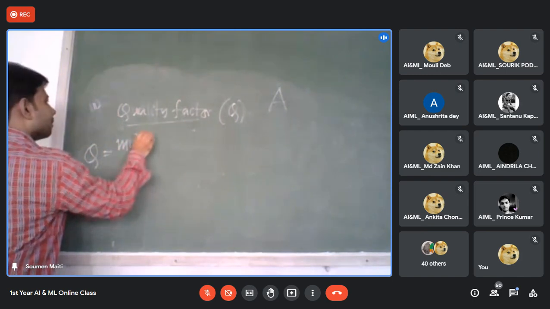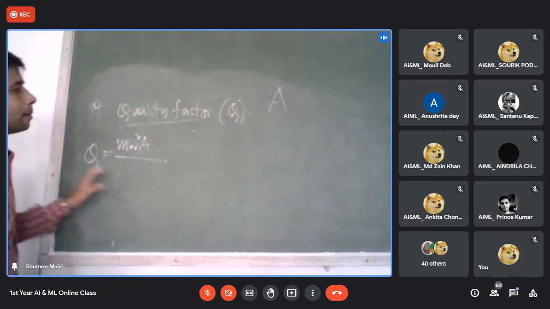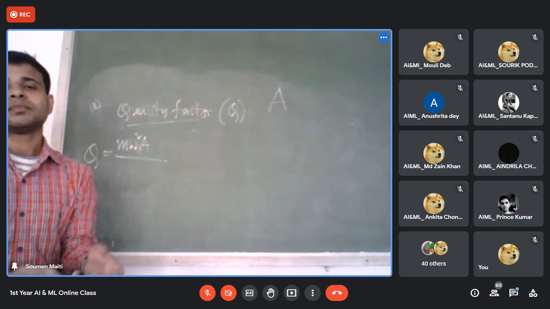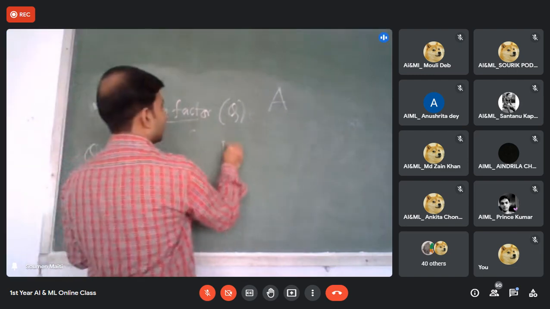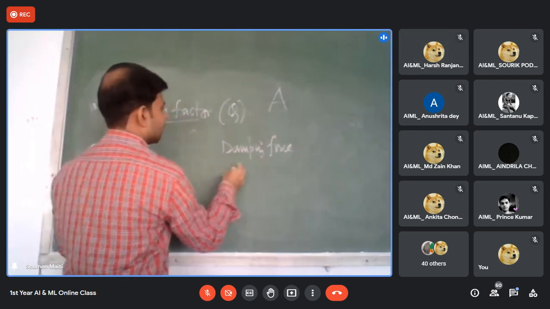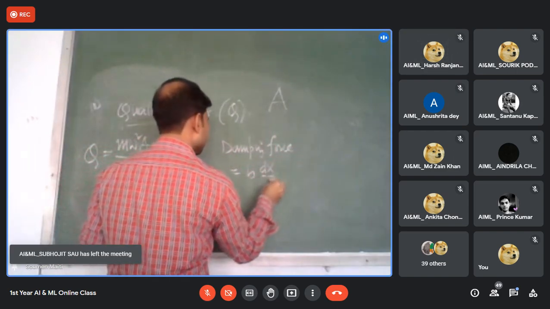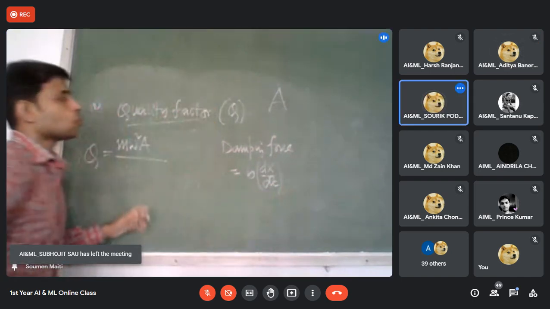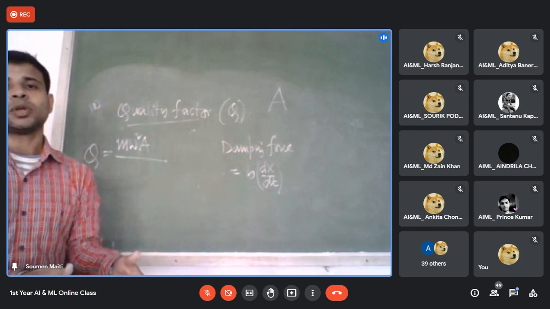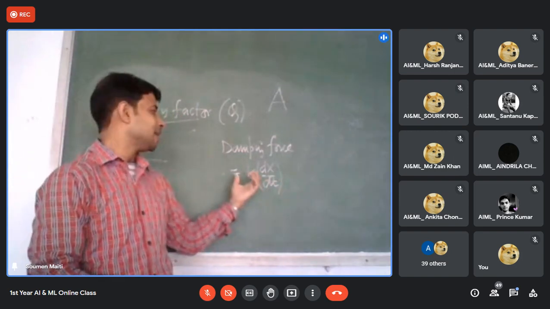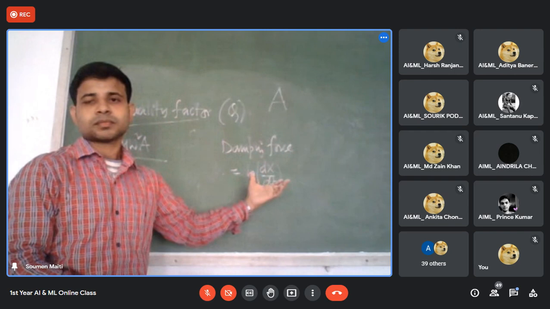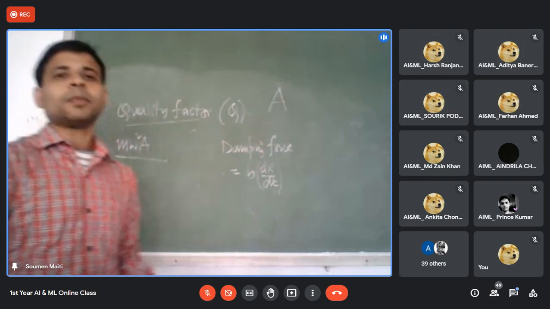Now what is the maximum damping force? What is the damping force? Damping force is nothing but b dx/dt. Yes or no? Yes, sir. When will the damping force be maximum? When this quantity is maximum, b is a constant. When this quantity is maximum, then the entire quantity will be maximum. Got my point? Yes, sir.